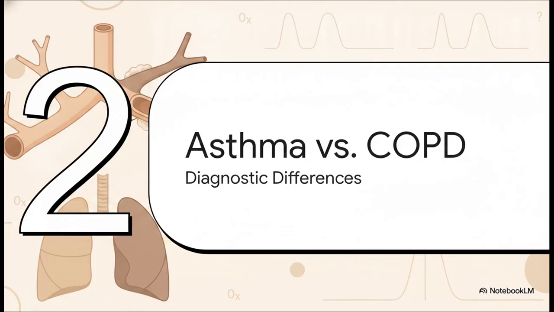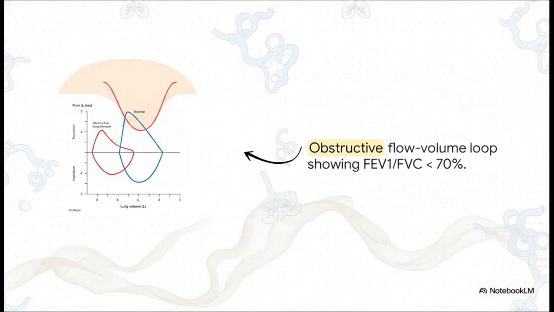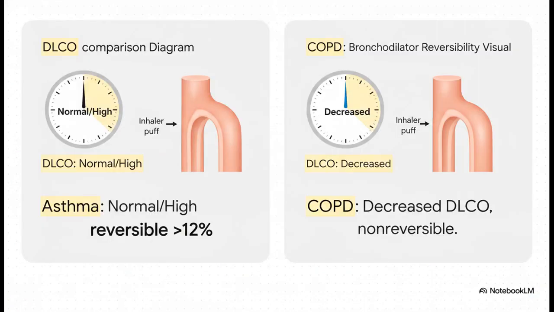Moving to Section 2, diagnosing asthma versus COPD. Both asthma and COPD are obstructive, meaning they both feature a forced expiratory volume in 1 second to forced vital capacity ratio, the FEV1 to FVC ratio, below 70%. You'll want to recognize that classic scooped-out appearance on the expiratory flow volume curve. That scoop is the hallmark of obstruction and tells you the patient is having a really hard time getting air out of their lungs. So how do we tell them apart?